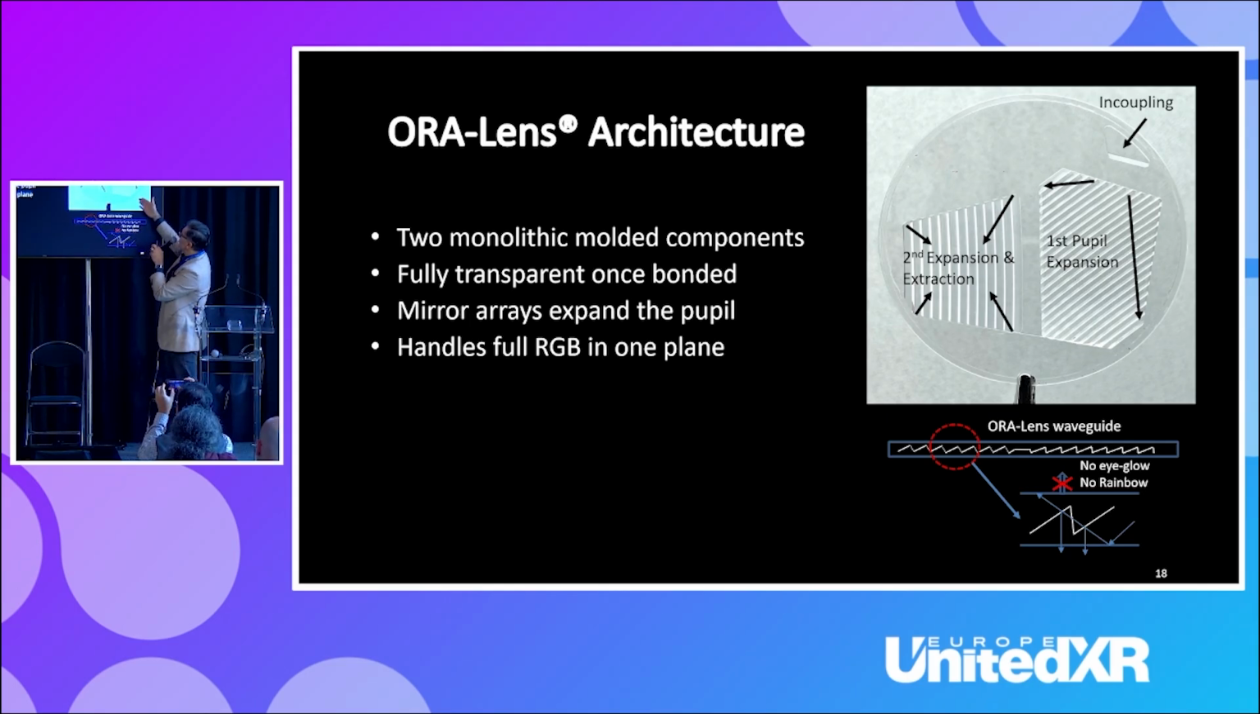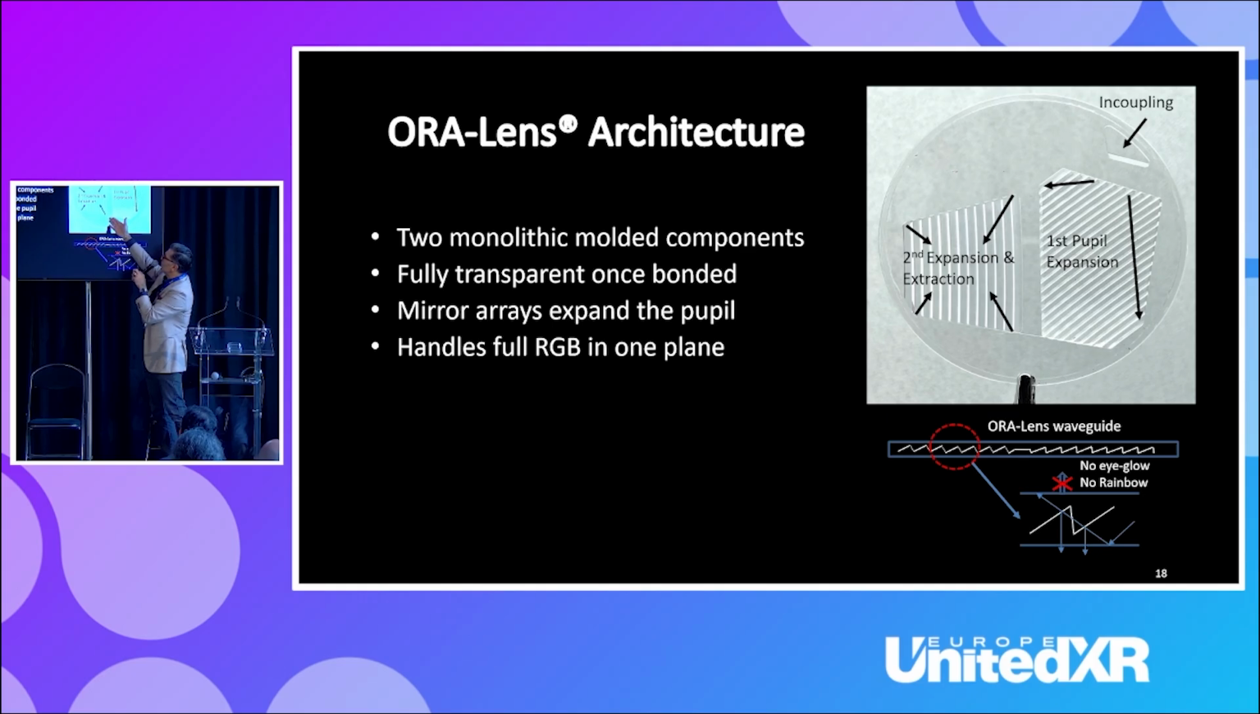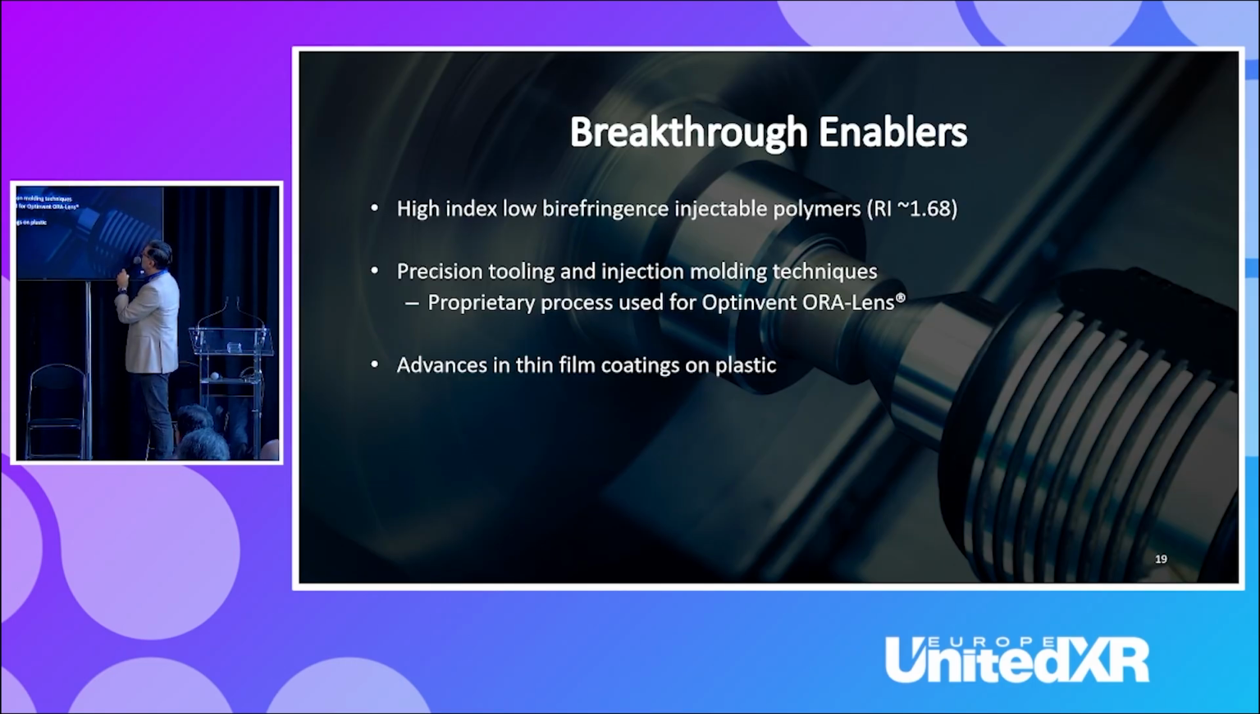But for demonstration purposes, there's 2 structures here. One is the first pupil expansion. The second one is the second expansion and extraction. Okay? And it's as simple as that. These are the 2 pieces I'm talking about. One is the geometric opposite of the other. They are bonded together. There's a coating in between, and that's how it works. Okay? We'll have time for questions later, if need be.